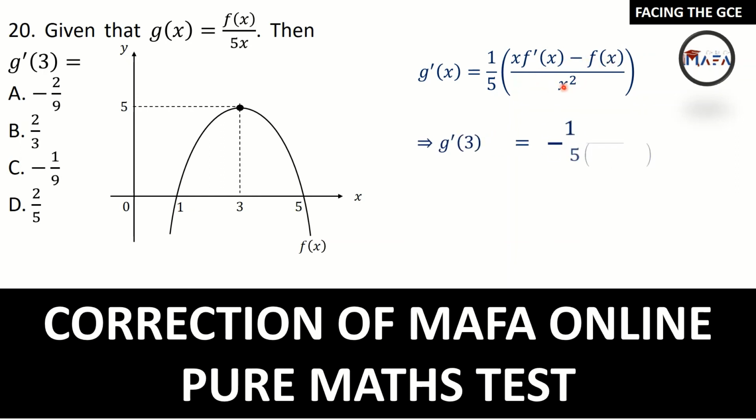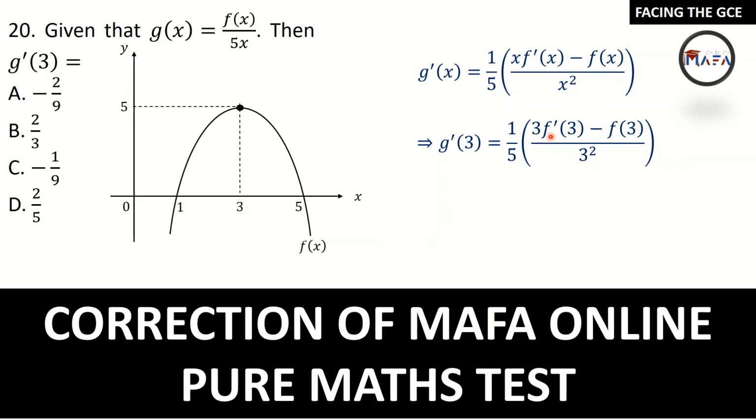Now from there, g prime of 3 is 1 over 5, replace x with 3, times f prime of 3 minus f of 3, divided by 3 squared. Now the problem is to get f prime of 3, because clearly from our graph we can get f of 3. When x is equal to 3, our f is equal to 5, so it means f of 3 is equal to 5. Now we need to get f prime of 3. How do we now get f prime of 3?